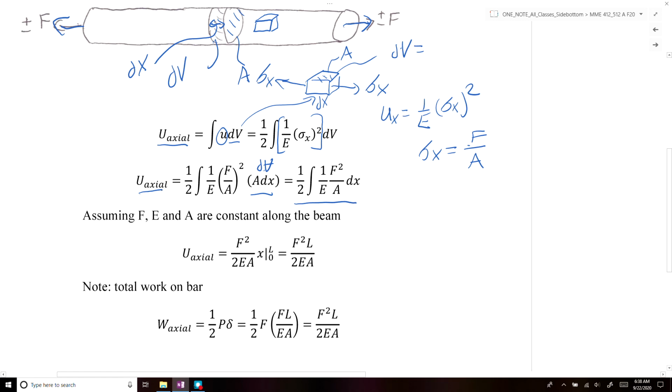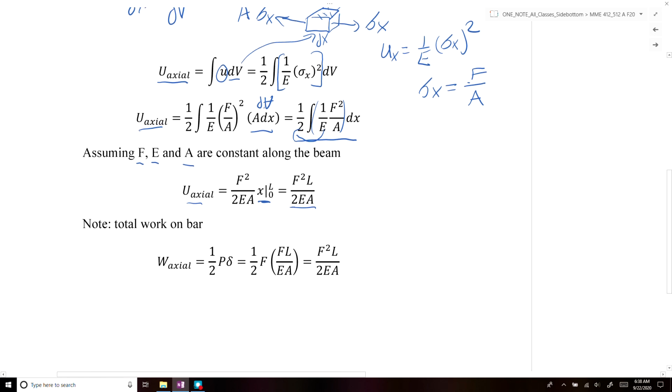So if the force is constant, the elastic modulus is constant, meaning the same material, and the cross-sectional area is constant along the beam, this integral becomes really simple. All these terms are constant; they can come out of the integral, and we just have the integral of dx, which is just going to be equal to x. So if we evaluate that across the whole length of the beam, what we end up getting is our total axial strain energy would be equal to this.